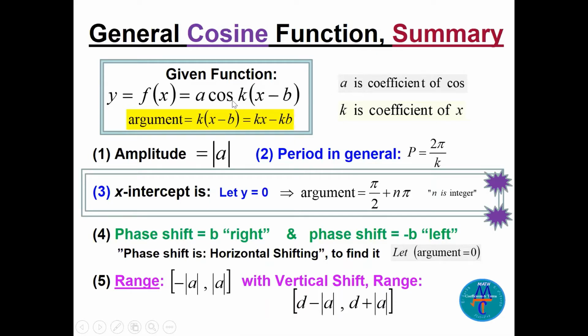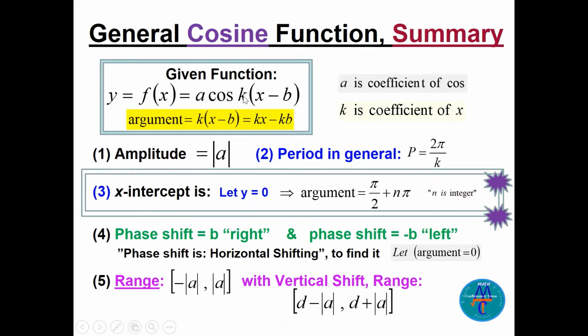Now, a is the coefficient of the cosine always, and k is the coefficient of the x. Be careful now. The amplitude is the absolute value of a. The period in general is P, 2 pi divided by k. The x-intercept I mentioned before, let y equal 0. Put the argument equals pi over 2 plus n pi, find x, where n is an integer. The phase shift, shifting on the right and left: you let the argument equal 0, then find x.